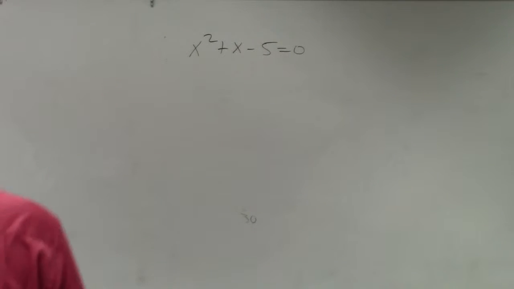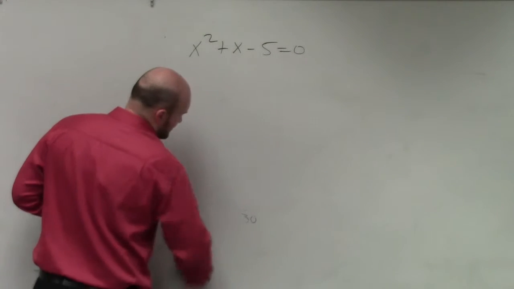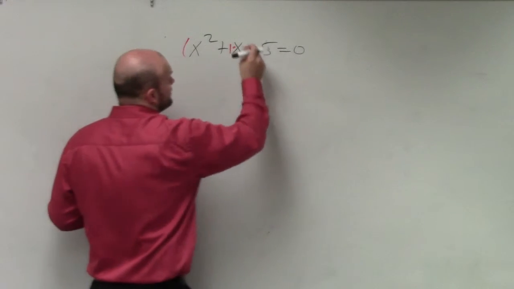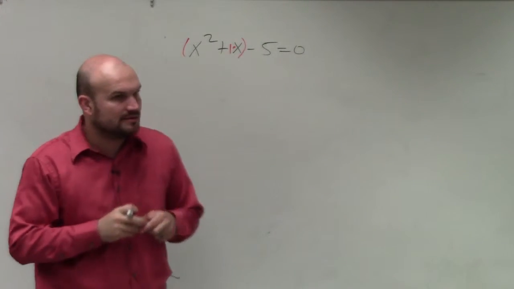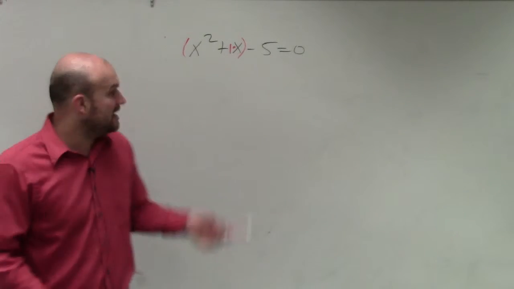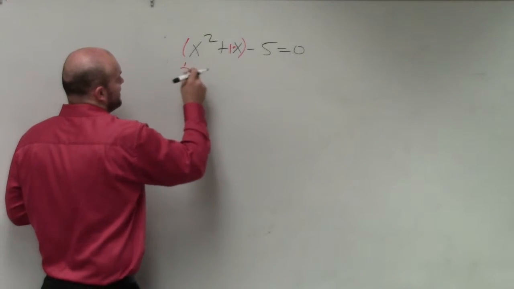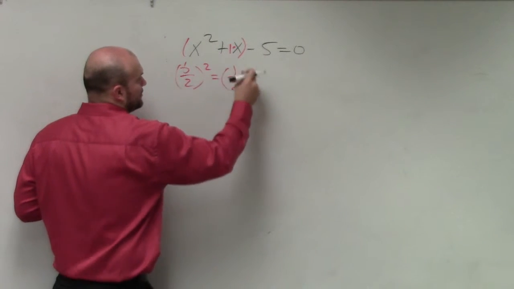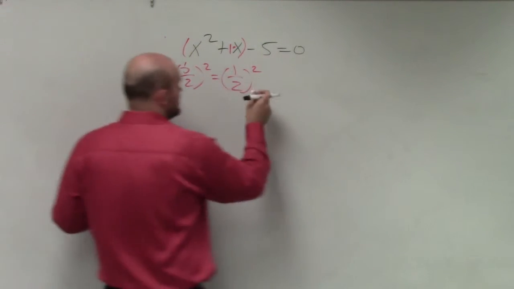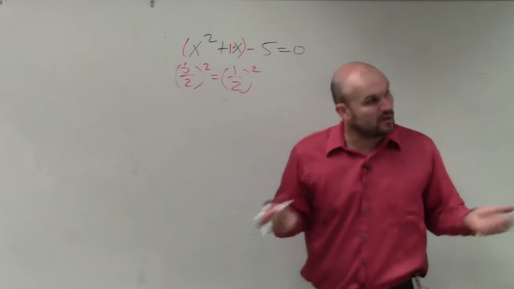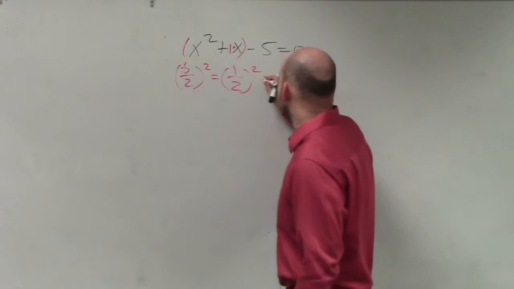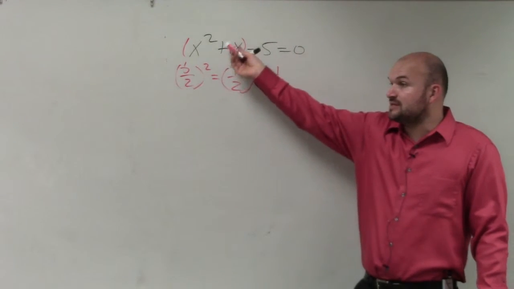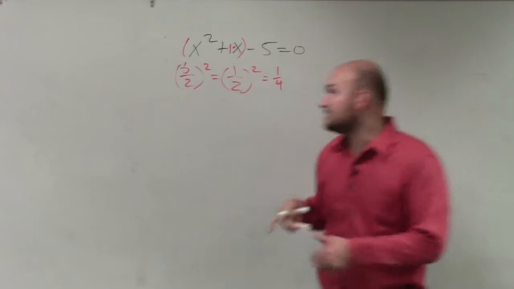So in this example, the main important thing, guys, is to recognize that if there's not a number that you see there, remember that number is 1. You can always take that divided by 1. So now if I do my b divided by 2 squared, I have 1 divided by 2 squared, right? 1 divided by 2 squared is 1/2 times 1/2, which is going to give me 1/4. So I add 1/4 inside the parentheses, and I subtract 1/4 outside the parentheses.